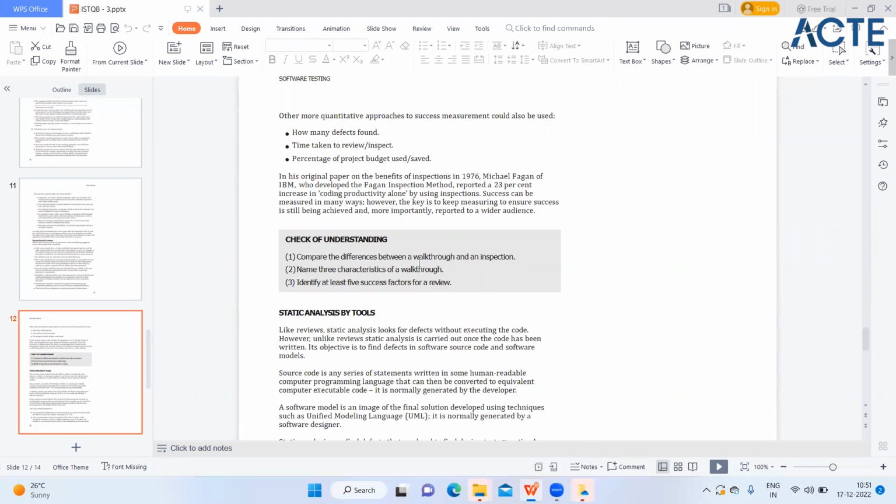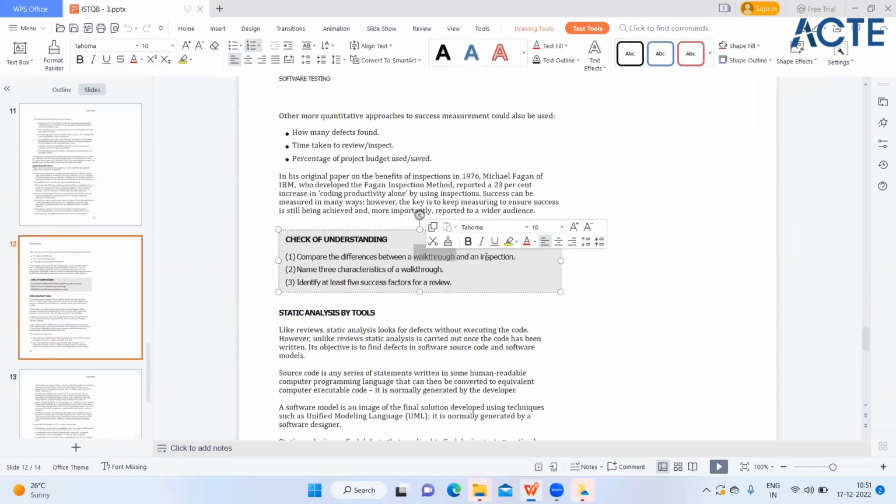Compare the differences between walkthrough and inspection. So you can clearly provide your comparison. Like in inspection, everything should be documented. It should involve the review leader, and also in inspection we'll be having entry and exit criteria, but in walkthrough it is not necessary. In walkthrough it is not necessary to have everything documented. We will have to make the review report, but in inspection it is necessary.